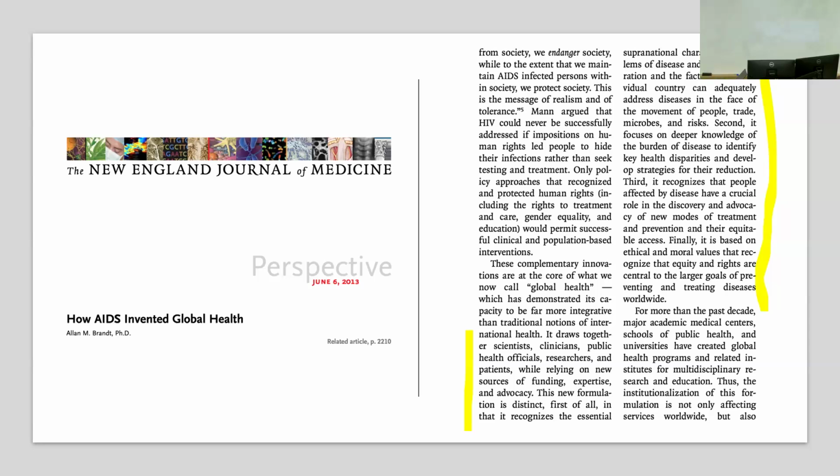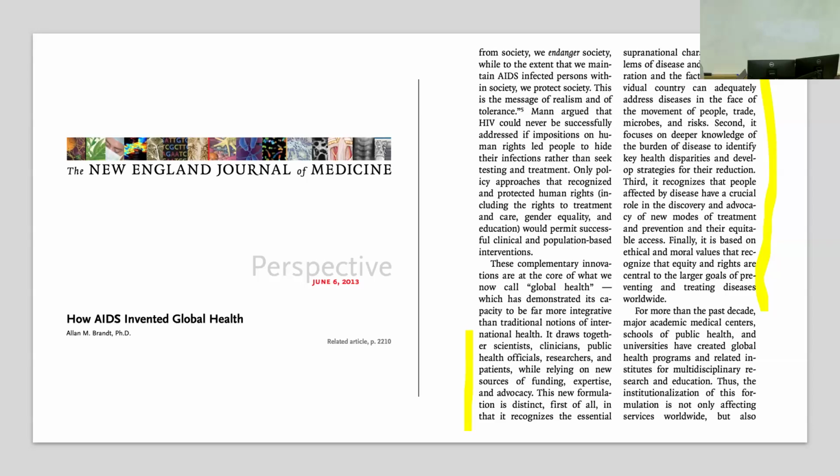It's in the New England Journal, called How AIDS Invented Global Health. You know, Faisal hinted towards this, intimated about this last time. I just want to share with you his optimistic spin in 2013. It draws together global health scientists, clinicians, public health officials, researchers, and patients while relying on new sources of funding, expertise, and advocacy. This new formulation is distinct, first of all, in that it recognizes the essential supranational character of problems of disease and their amelioration, and the fact that no individual country can adequately address diseases in the face of the movement of people, trade, microbes, and risks.